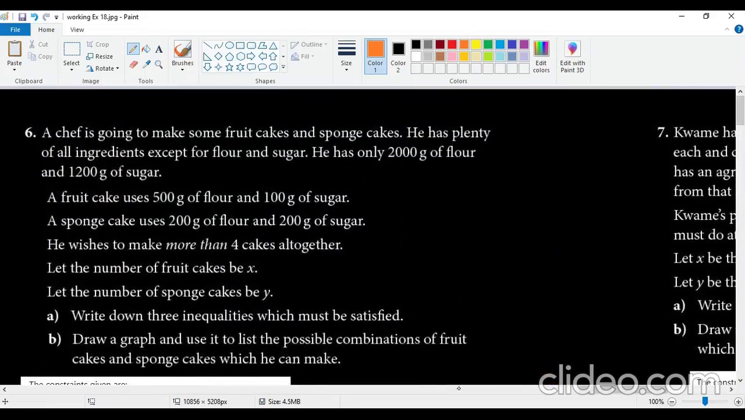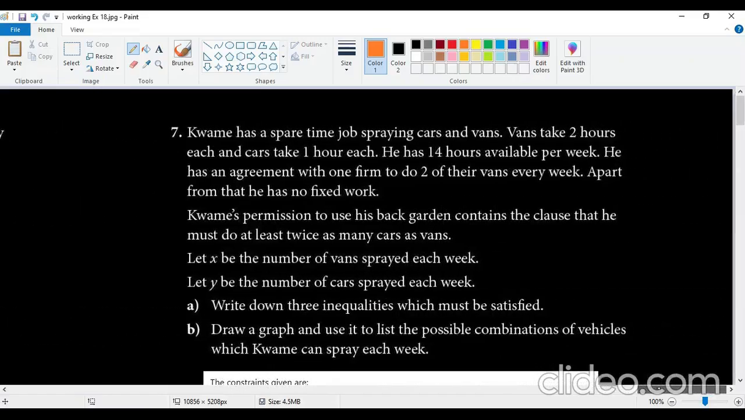Now moving on to the next question. It says in question number 7, Quinn has a spare time job spraying cars and vans. Vans take 2 hours each, and cars take 1 hour each. He has 14 hours available per week. He has an agreement with one firm to do 2 of their vans every week. Apart from that, he has no fixed work. Now, Quinn's permission to use his back garden contains the clause that he must do at least twice as many cars as vans. X should be the number of vans and Y should be the number of cars.